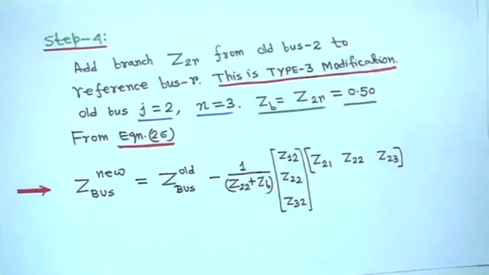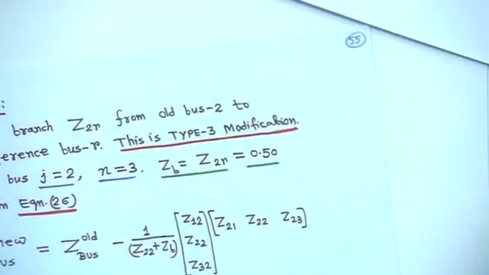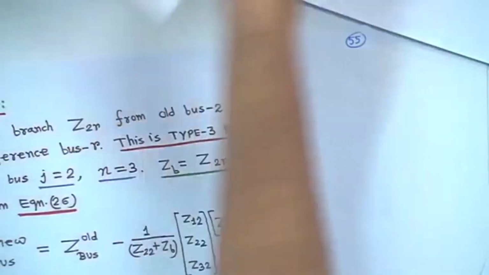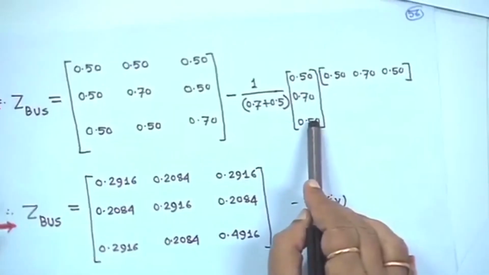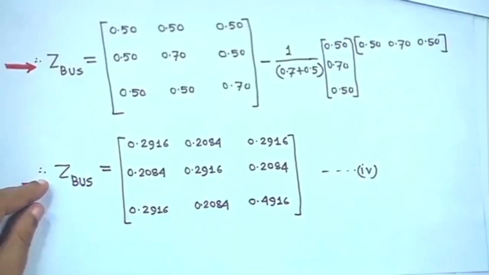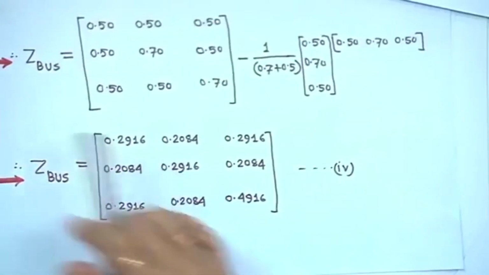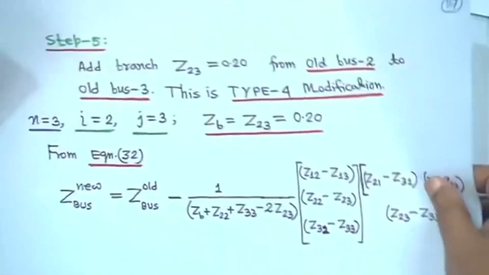So, in this case if you compute Z bus new, then it will become this one. If you do so, all this Z bus computation you have to make, it will become this Z bus, but still it is not completed. One more branch is there, that is step 5. In this case add branch 2 to 3, because that is not added.